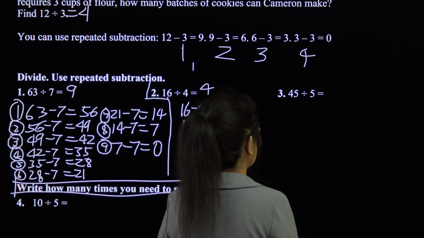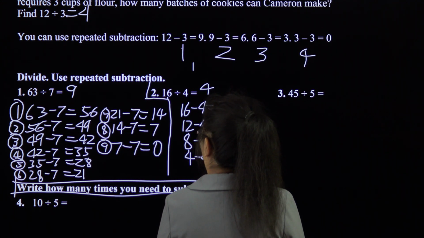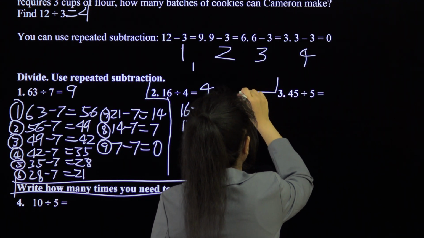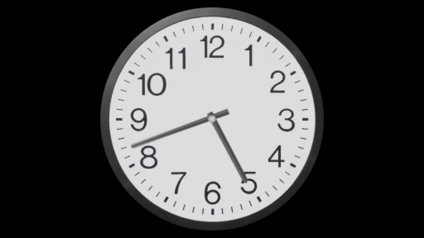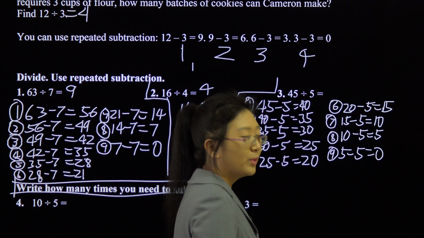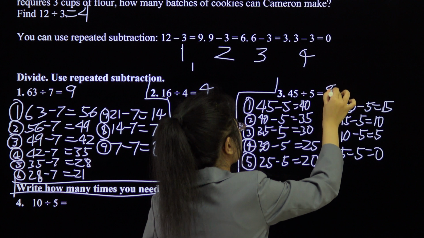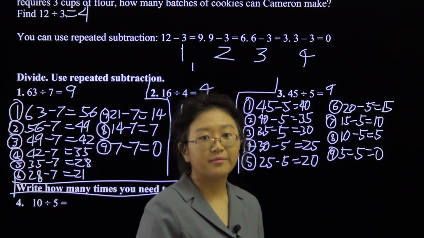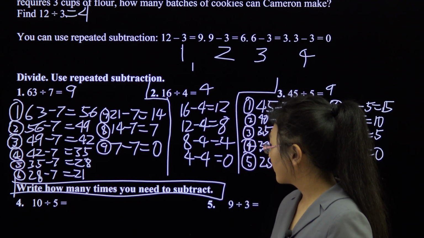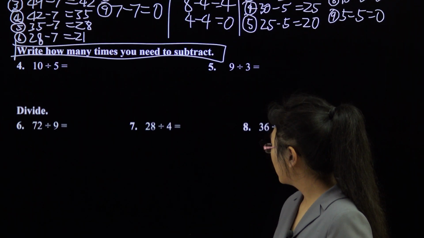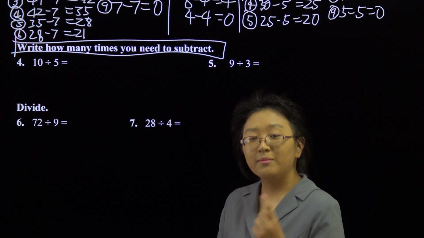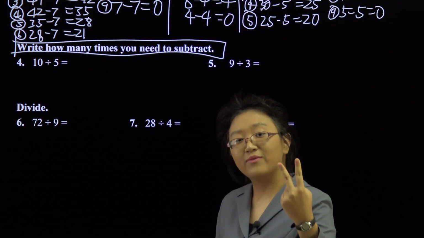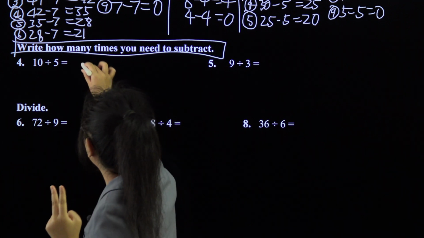45 divided by 5. This is also going to take a while. Yeah, we got 9 times. Therefore, 45 divided by 5 is 9. We do it a few more times and we get 10 divided by 5. 10 minus 5 is 5. 5 minus 5 is 0. That's twice.